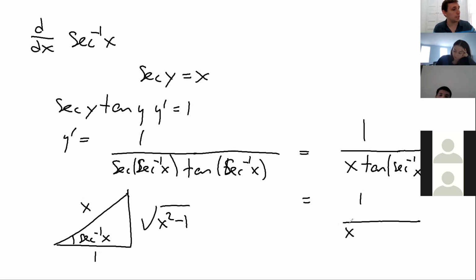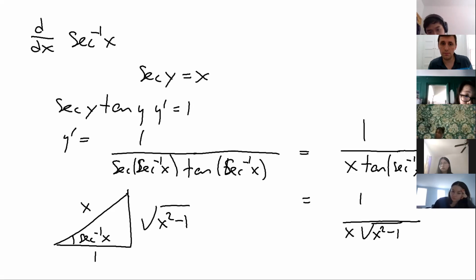Yes? And so the result is 1 over x. Look at it, I calculate tangent here. Tangent is this side. So it's x root x squared minus 1. So this function is the derivative of secant inverse. Good?